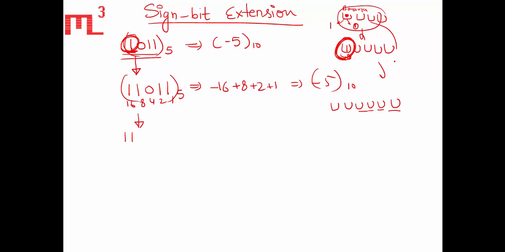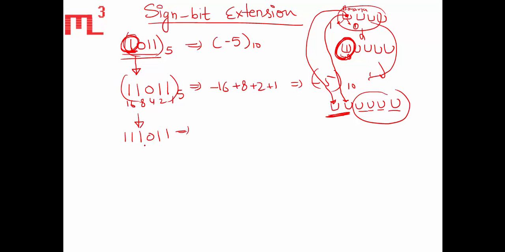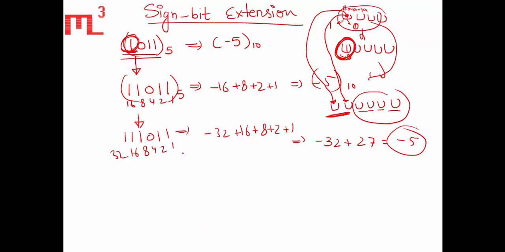Again, if you are representing in 6 bits, 1, 2, 3, 4, then put these 4 bits as they are, and for the additional 2 bits, whatever value is in your sign bit, put it here. The resultant will be the same. Check it here. Representing it in 6 bits will give you 1 1 1 0 1 1. Check it again: 1, 2, 4, 8, 16, 32, so -32 plus 16 plus 8 plus 2 plus 1, which is -32 plus 27, which will give you -5. Again the same thing. So this is a concept called sign bit extension.